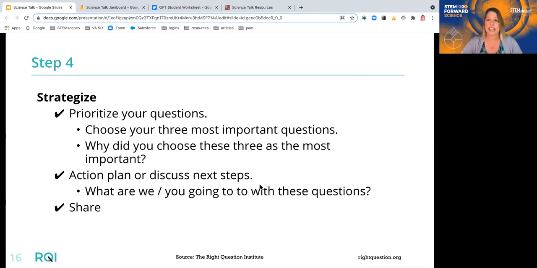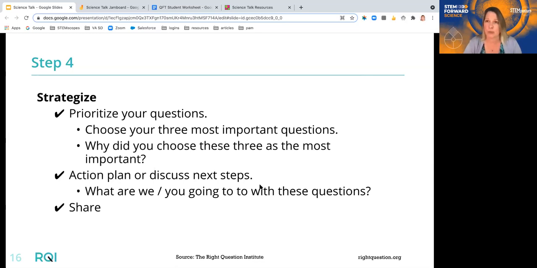And this next piece is actually my favorite, and that is to prioritize your questions. Choose the 3 most important questions. This is where you truly begin to have your students have those really deep conversations as they defend their choice for question. Which are the 3 most important questions that they want to focus on? This is really where they can begin to take ownership, going from that experience to really choosing something that they want to focus on.